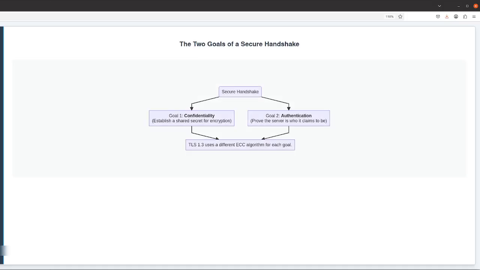The two goals of a secure handshake. Before we look at the algorithms, we need to understand the two fundamental and separate goals of a secure handshake. The first is confidentiality, or secrecy. We need a way to establish a shared secret key so that we can encrypt our conversation and prevent anyone from eavesdropping. The second is authentication. We need a way to prove that the server we are talking to is the legitimate server and not an imposter or a man in the middle. A secure handshake must achieve both of these goals, and it uses a different tool for each one.